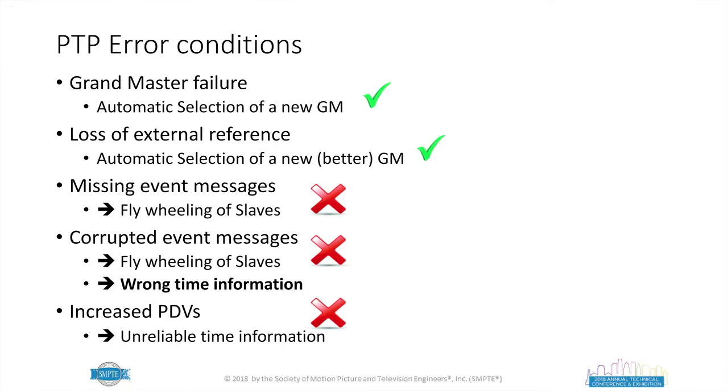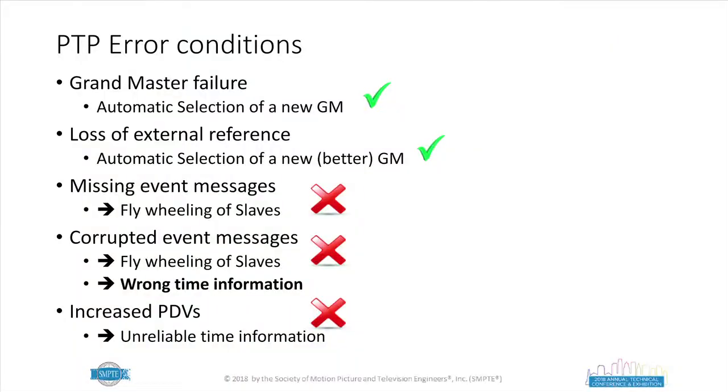When we start missing event messages, this is where the interesting stuff starts. So we're in a situation where the slave has got to do something about it. He's most likely going to start free running in one way or another. You've got corrupt messages due to an error condition on the port, for example.